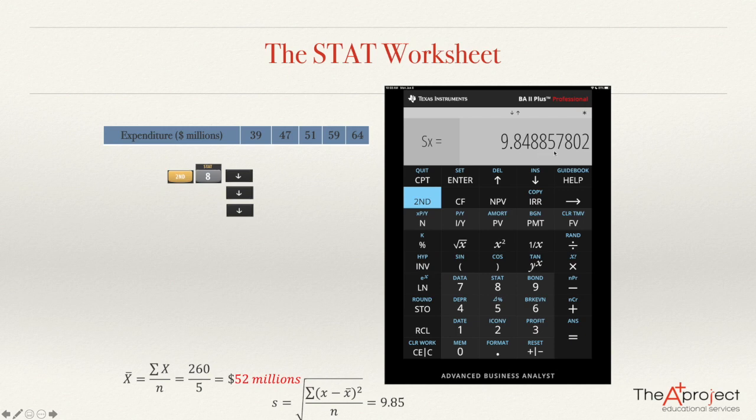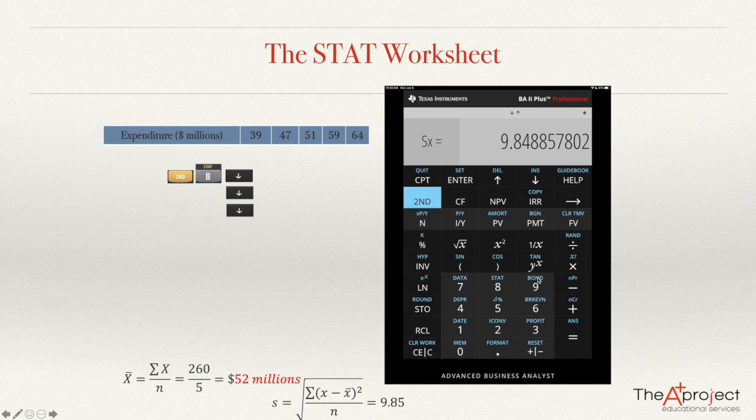9.8488, 57802. Obviously, now I need to round to the number of decimals that I need. If you want the answer with 2 decimals, or 3 decimals, whatever, you can format your calculator at the beginning with the number of decimals that you want. In this case, we formatted the calculator with 9 decimals, so the answer will be shown with 9 decimals maximum.